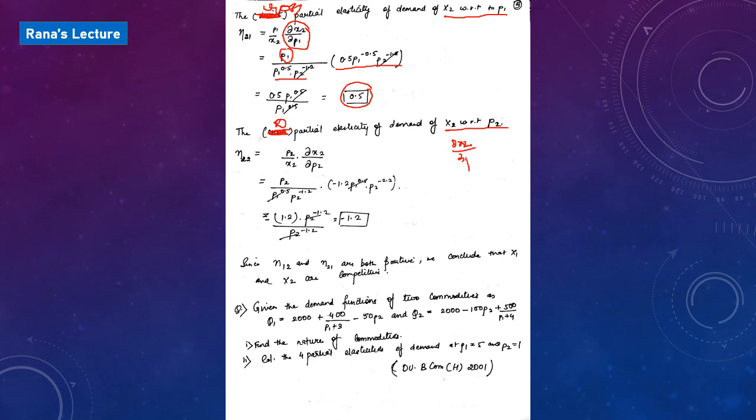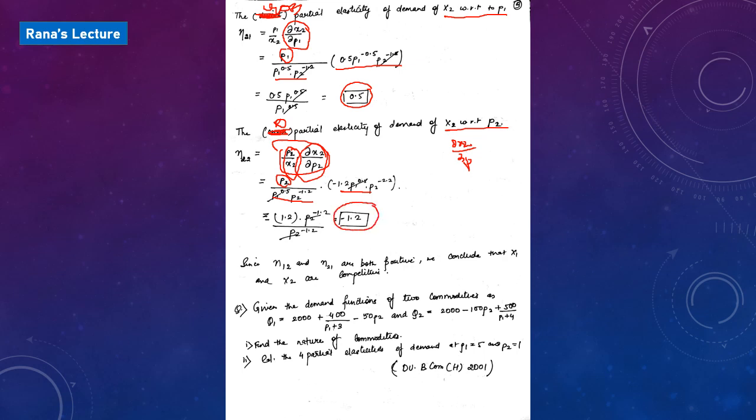And then we multiply here by P2 into delta X2 by delta P2, P2 by X2. You write the function, you write P2 as it is, the function over here, and the answer we got, which we calculated for this delta X2 by delta P2, you get the answer is minus 1.2.